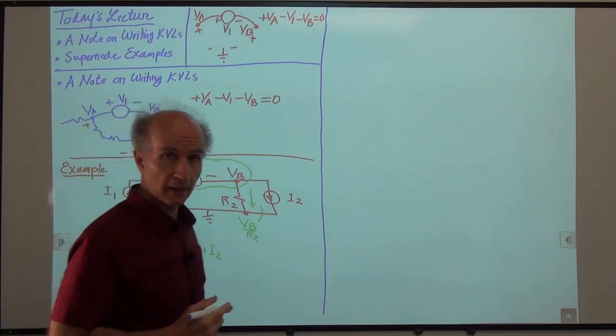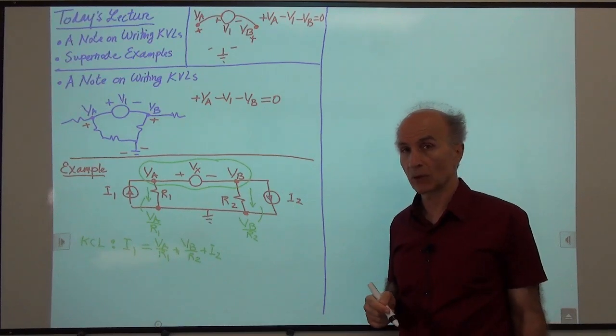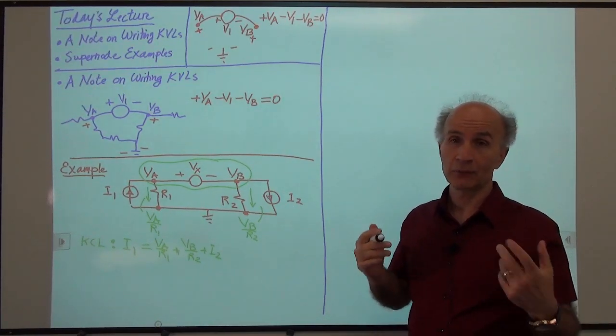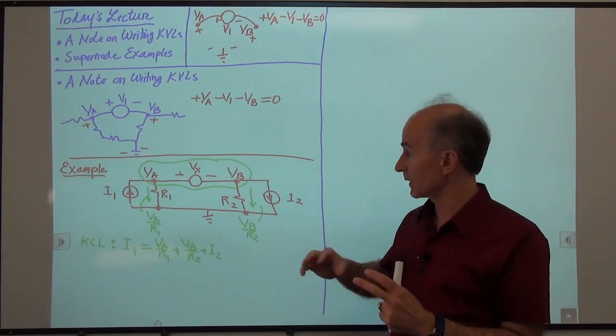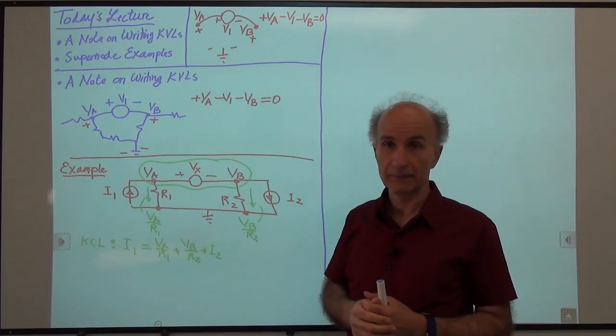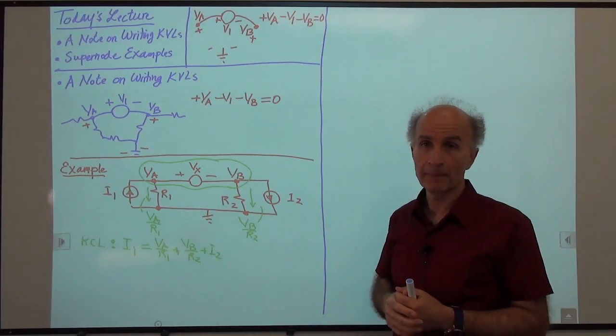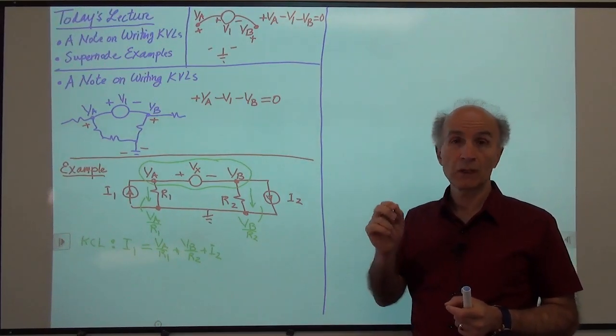So that's one KCL that we have. Ideally I would like to have two KCLs, but because of the merging action, the way we merge these two nodes into a supernode, we lost the KCL. So we have only one KCL. But we have two unknowns, VA and VB. So we need to write one more equation.